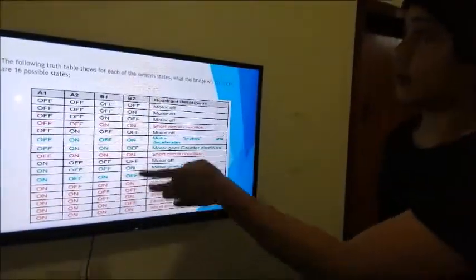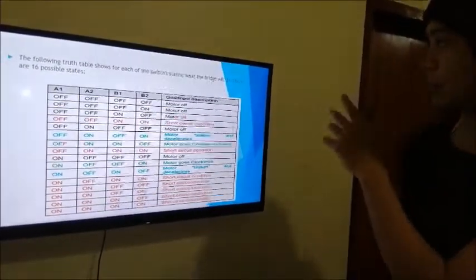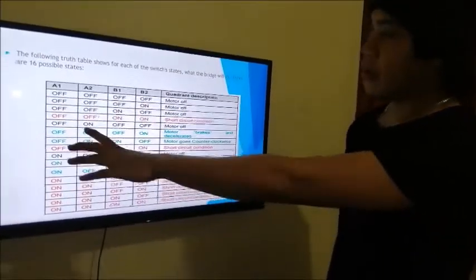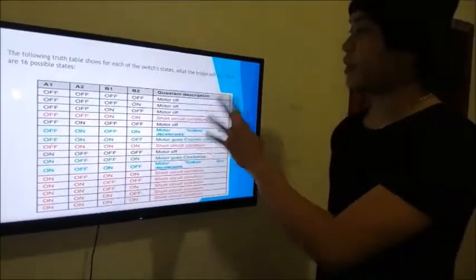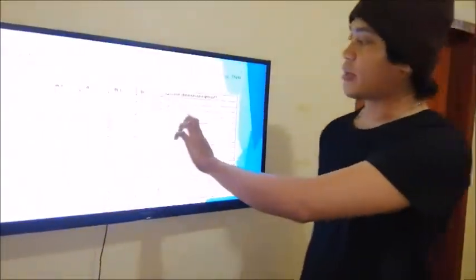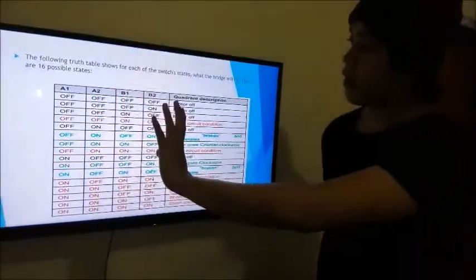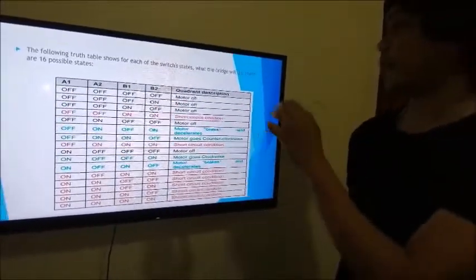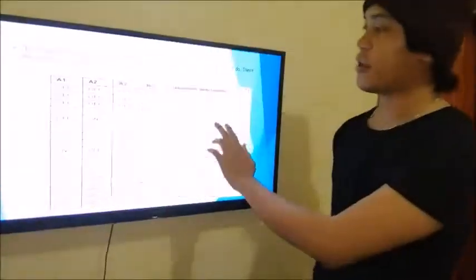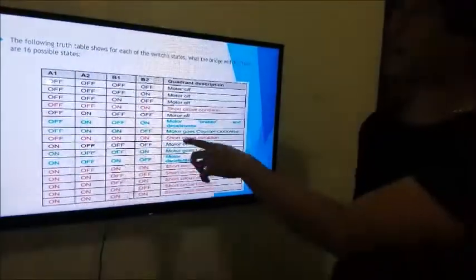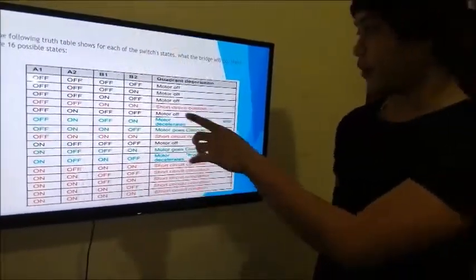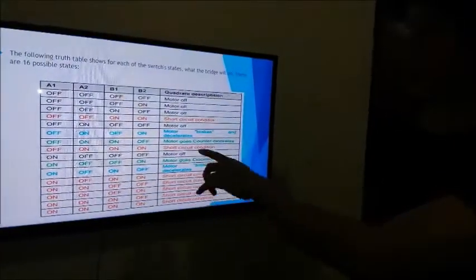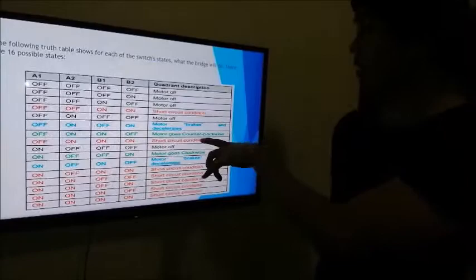Motor off when all are off. Then A1 and A2 off, B1 off, B2 on: motor off. Then the third one, off, off, on, off: motor off. Then off, off, on, on: short circuit condition. Then off, on, off, off: motor off again. Then off, on, off, on: motor brakes and decelerates. Then off, on, on, off: motor goes counterclockwise.